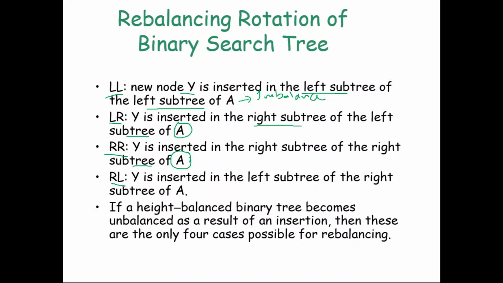RL will happen if the new node Y is inserted in the left subtree of the right subtree of A, where A is the node on which imbalance is created. Again, in this case, start from the node where the imbalance is created and identify the node on which the direction is changing from right to left. That node should first be rotated to the right. When you rotate that node to the right, the root node will change, so on that new root node perform a left rotation. This is how AVL ensures that the tree is balanced.